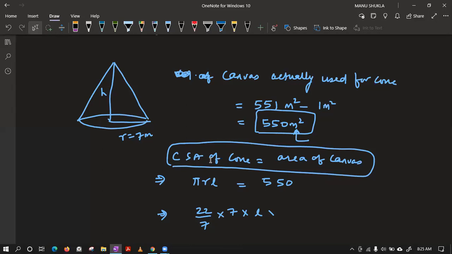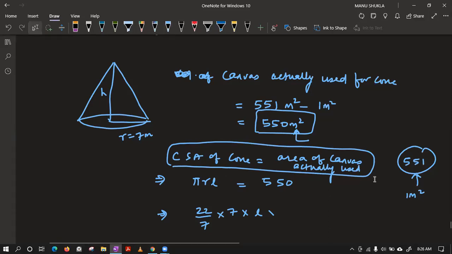Through L we will find H. Yes, through L we will find H. Piyush, are you able to understand why I've taken 550? Because CSA of cone is not 551. In this 551, 1 meter square was purchased extra for the wastage, for the foldings, for the other things. That was the waste. So then it should be the actual area. Okay, you can say area of canvas actually used. Fine.